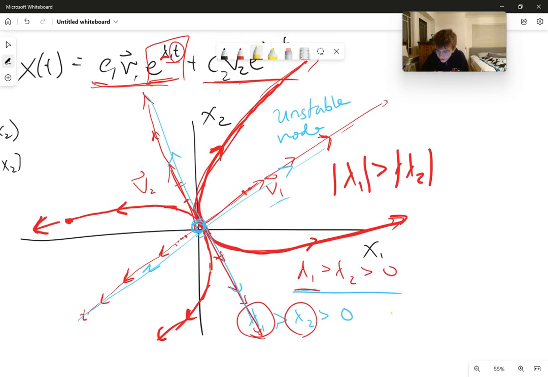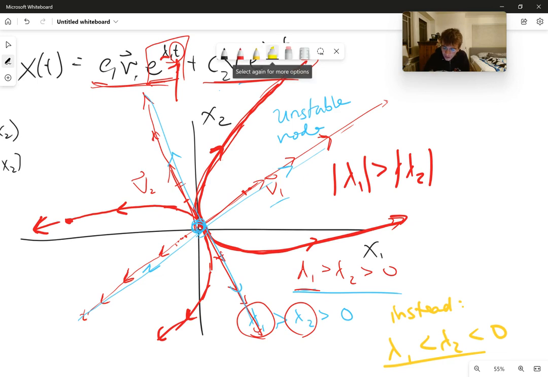So if I instead do lambda 1 is less than lambda 2 is less than 0, okay? We're going to have the same exact phase portrait. It's just a time reversal. It's actually equivalent to taking the system we just analyzed and doing the change of variables in time from t to negative t. You'll have the same exact equation, and so we can analyze the distinct negative eigenvalues case by literally just reversing the time arrows here.